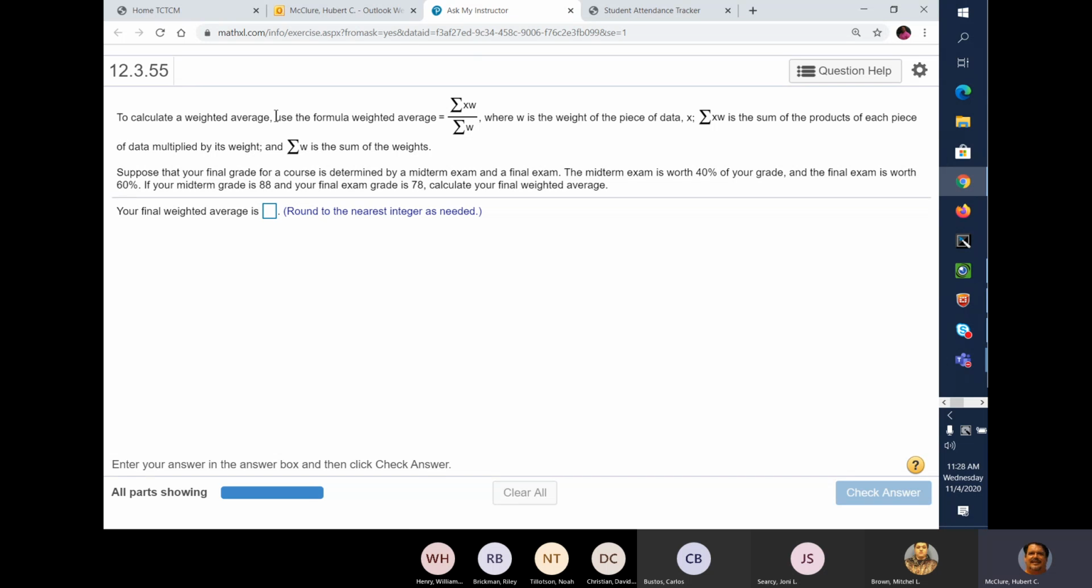Okay. To calculate the weighted average, use the formula summation of x times w over the summation of w, where w is the weight of the piece of data, x, and the summation of x times w is the sum of the products for each piece of data multiplied by its weight, and summation of w is equal to the sum of the weights.